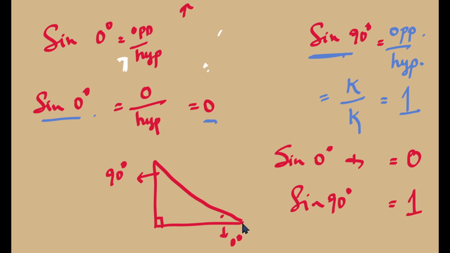Now we have arrived at sine 0 equal to 0 and sine 90 equal to 1. The same way, we will also try to find the values of the ratios cos 0 and cos 90 in our next video. Thank you.